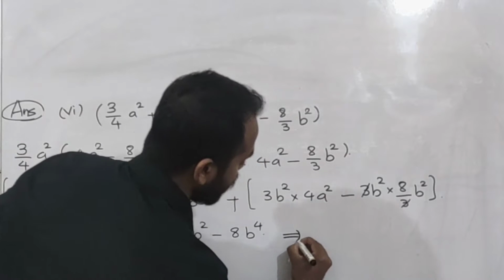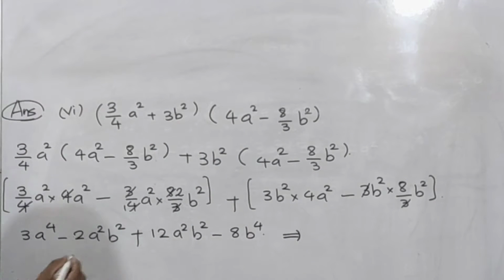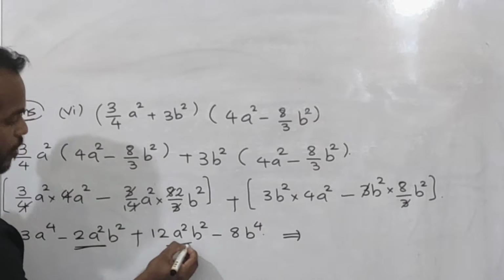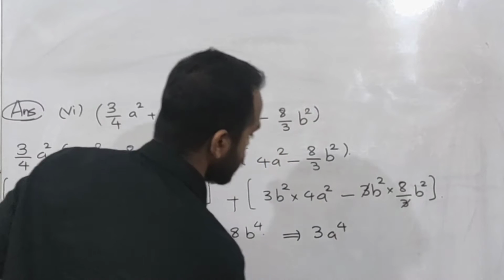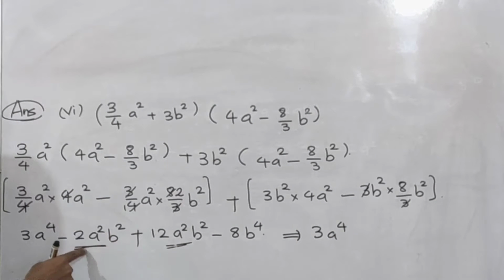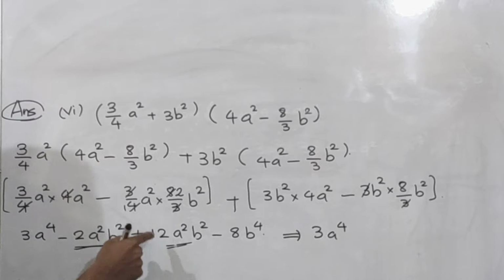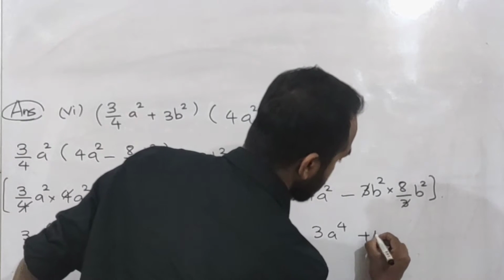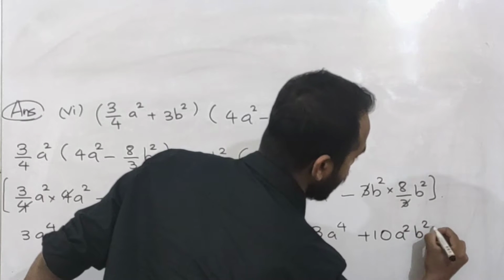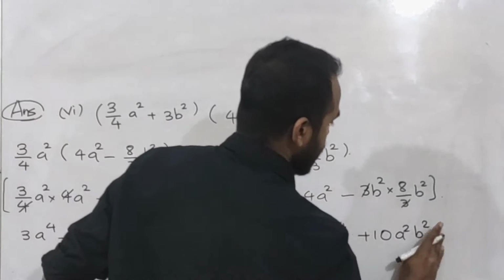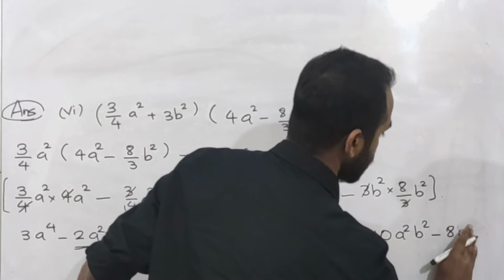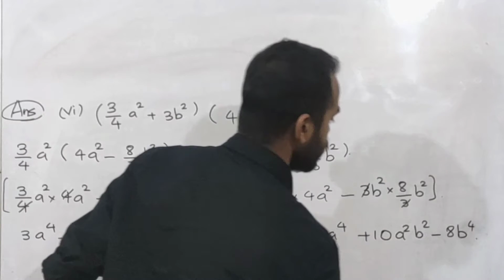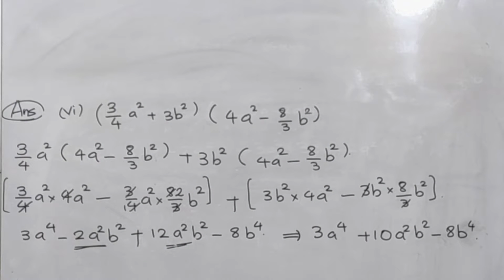So we can simplify them as we have two like terms here, minus 2a square b square plus 12a square b square. So that's it, 3a raised to 4. No changes for that, but we do have a change here. This will be minus 2 times a square b square plus 12 times a square b square will give us 10 times a square b square, and the last term will be negative of 8, minus 8b raised to 4. That will be our final answer.